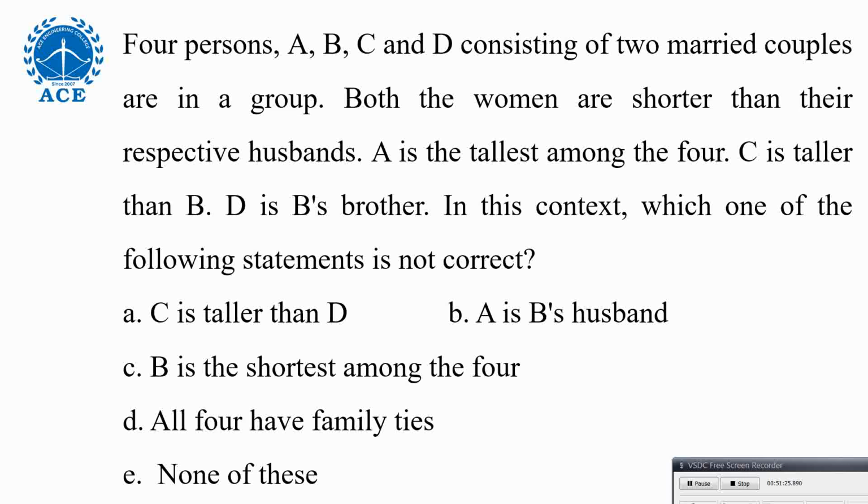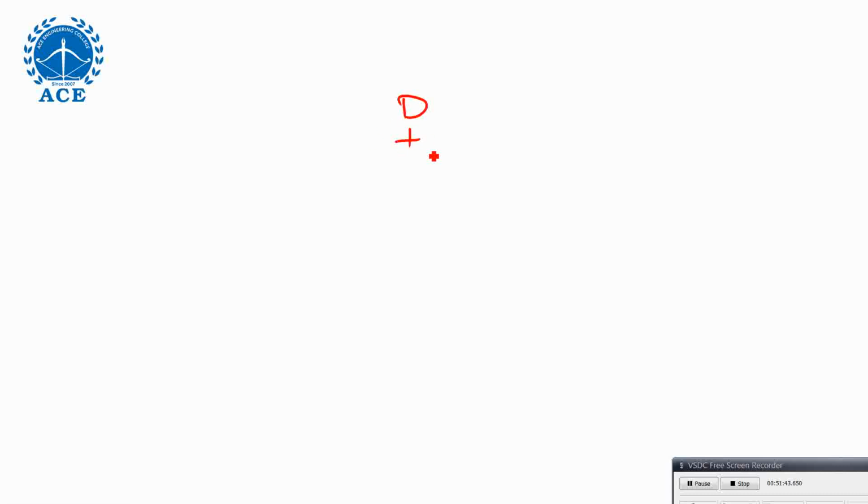And clearly they mention two married couples, it may be A and B, C and D, or A and C, B and D, or A and D, B and C also. There are many possibilities. Who is that couple we need to understand? There is one statement: D is B's brother. So D is B's brother. So D married to someone, B married to someone. Okay, fine. D is male, so D must be taller than. Here maybe A and C. Here also it will be A and C. That will decide.